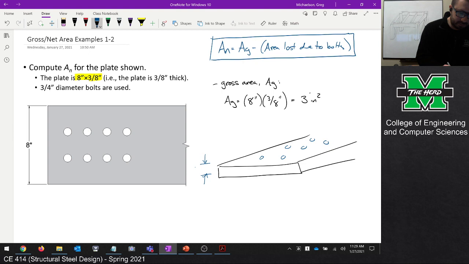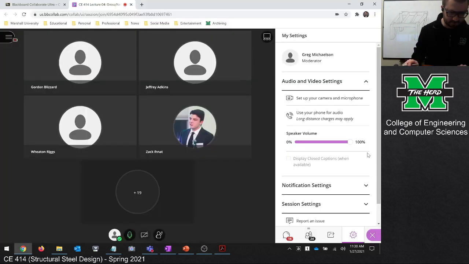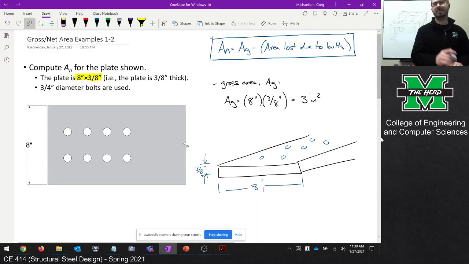Let me try something. Give me 1 second. Let's see if I can address this lag a bit. Let's see. Hopefully that addresses the lag a little bit.